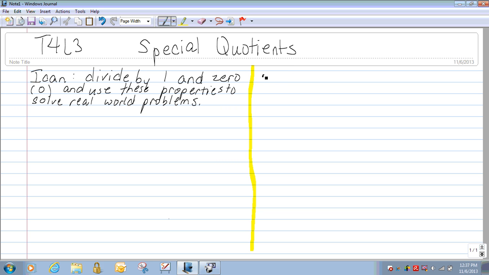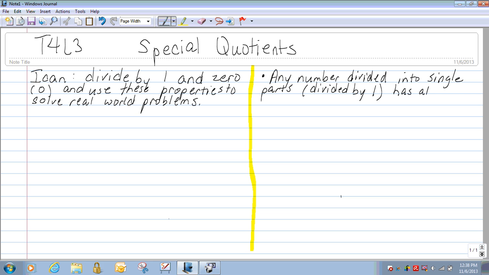Okay, so let's talk about dividing with special quotients. Any number divided into single parts, or, in other words, divided by 1, has all of the parts in separate groups.